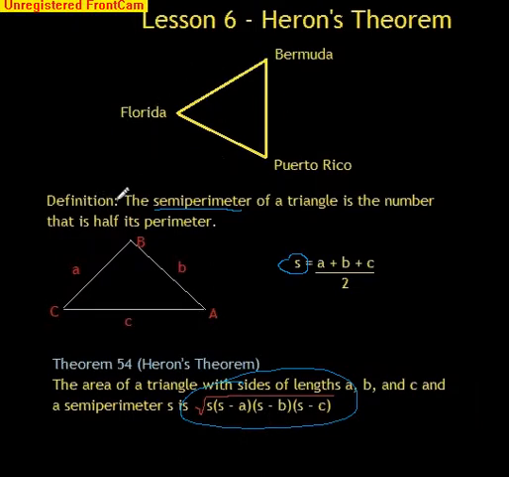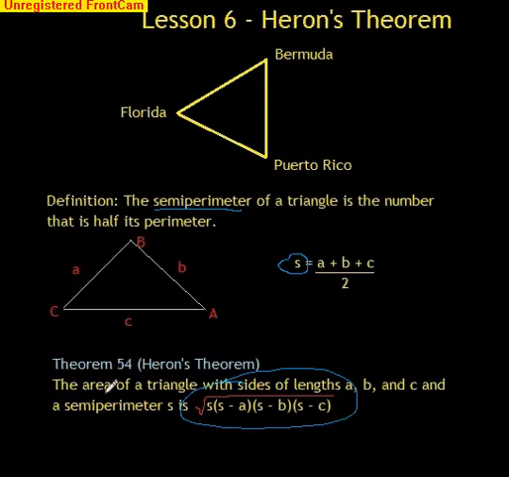In order to use Heron's theorem, we have to know a definition. The semi-perimeter of a triangle is the number that is half its perimeter. So that's easy enough, right? Here's a triangle. The semi-perimeter would just be all the sides, A plus B plus C, and it's a semi-perimeter, so it's divided by 2. Using the semi-perimeter, we can plug it into what's called Heron's theorem.